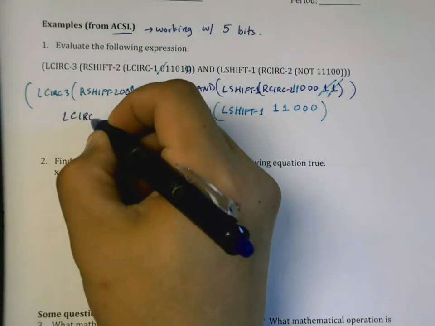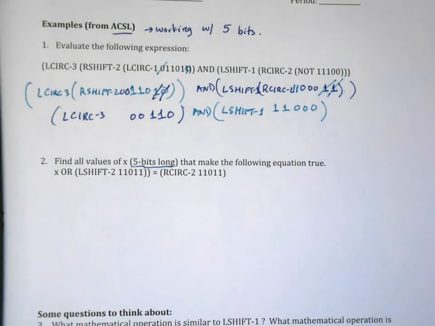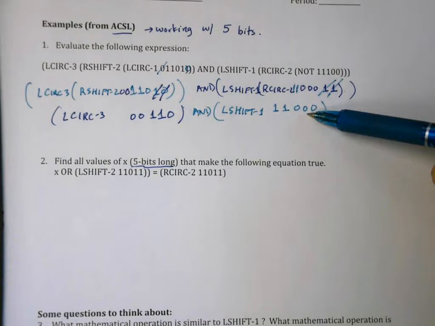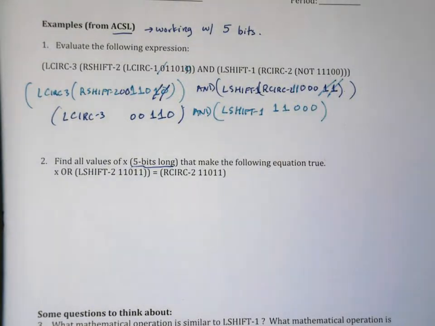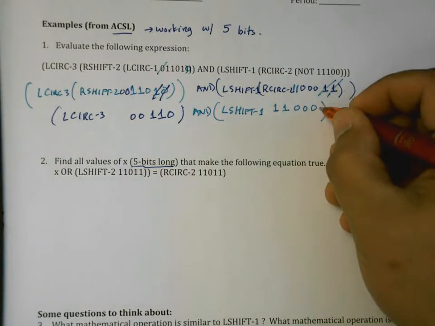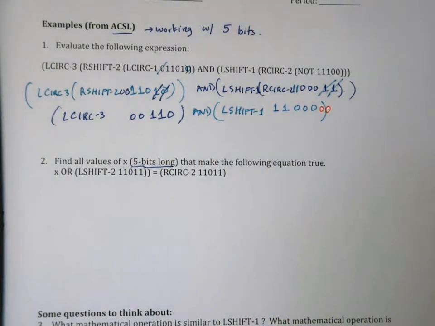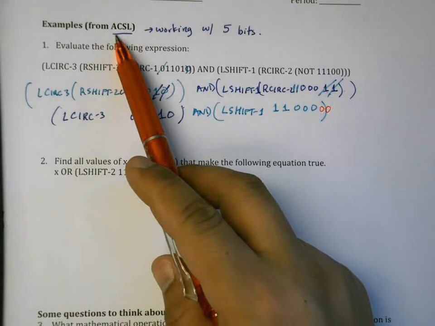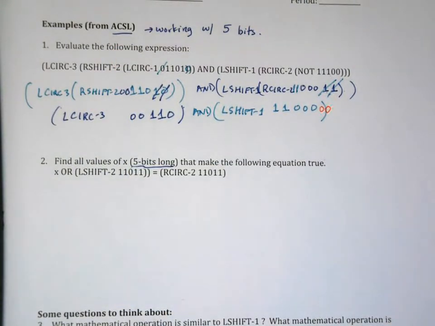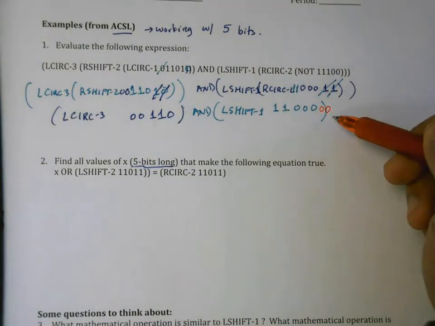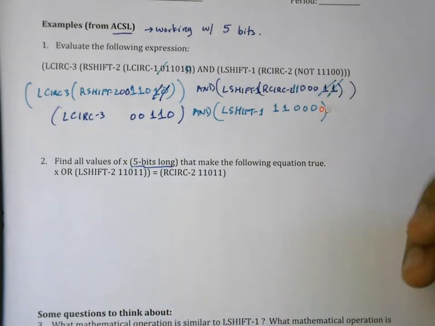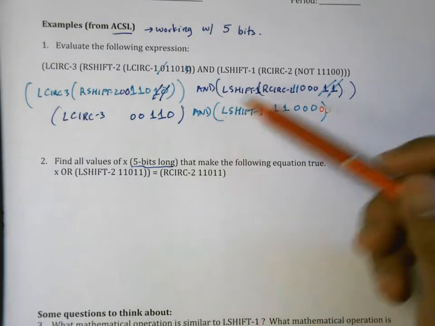There's the L_circ 3 that still needs to happen. Now left shift basically means we're going to take this string and shift it units to the left, adding zeros to the end here based on our definition. However, when we're dealing with the American Computer Science League, we're working with 5 bits. This is only a left shift once, not twice.